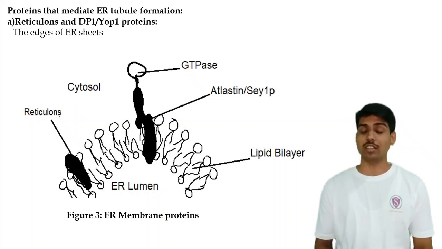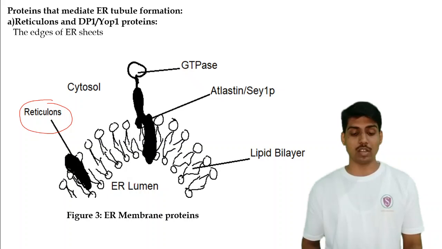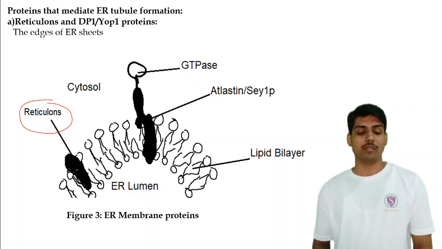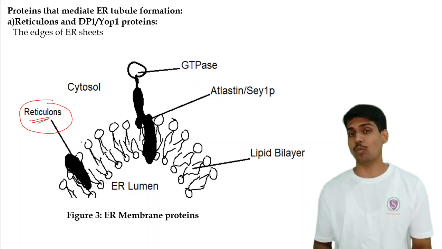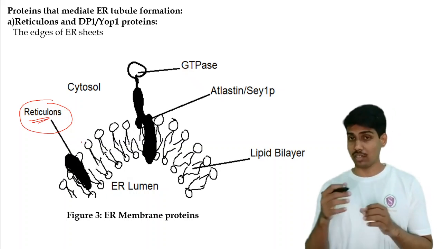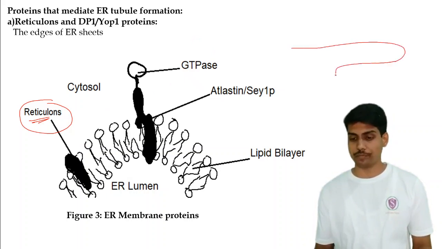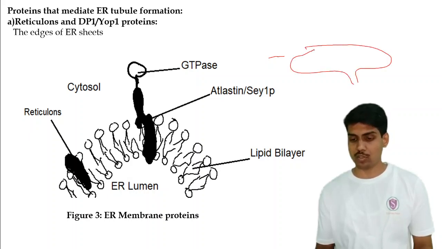First, it occurs because of these reticulons. What are these reticulons? These are proteins present on the endoplasmic reticulum membrane. And what these do is, these reticulons have a high tendency to form a curved surface or curved membrane. They will be present in larger numbers in the rough endoplasmic reticulum at the ends of the system, which are sac-like structures.